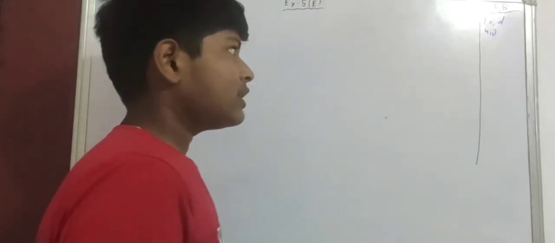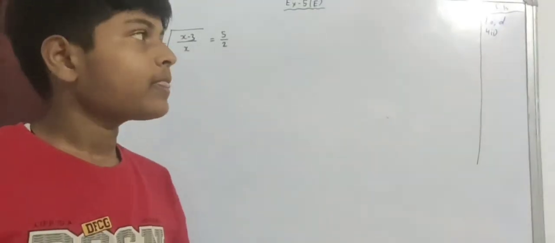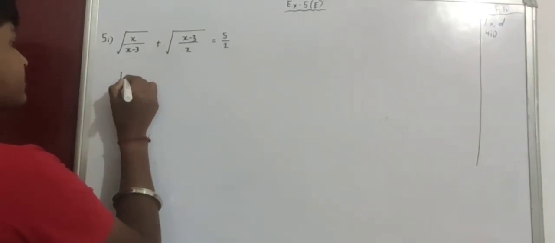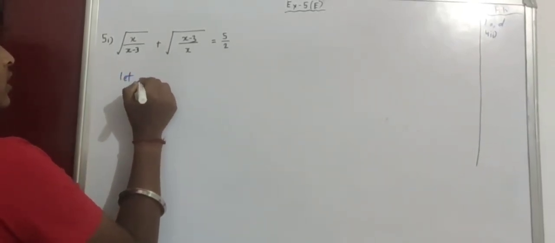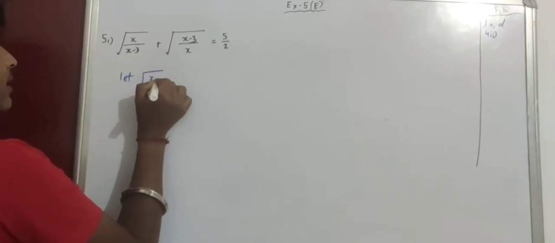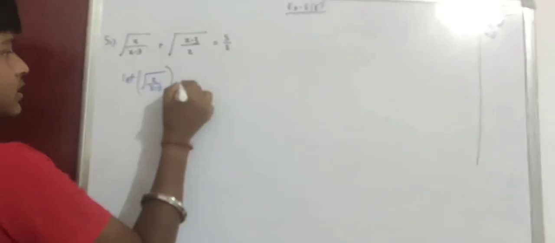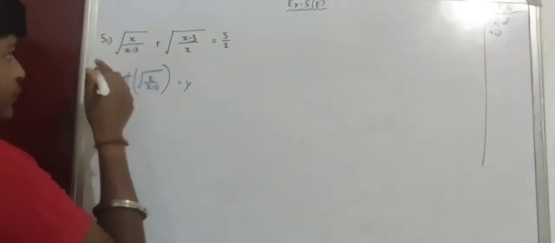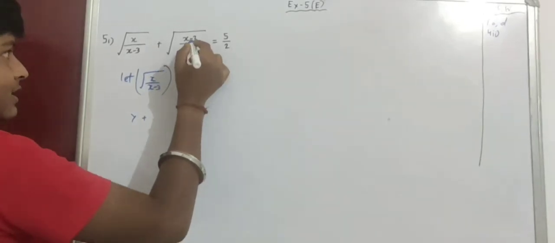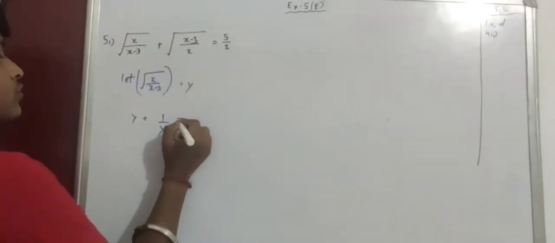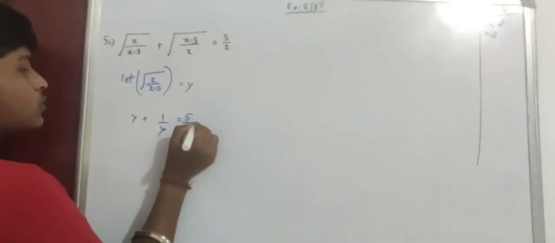Here you will get real roots as an answer. You will get 4 answers at last. Now come to part 1. Here let y equal under root x by x minus 3. So you will get here y plus 1 by y, because x is below and x minus 3 is above, so it is the reciprocal. So that's why y plus 1 by y is equal to 5 by 2.